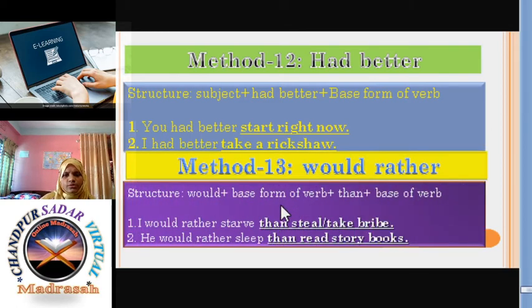Then method 13: would rather. Had better and would rather are somewhat similar, just somehow different. I would rather stop than take a bike. So what is the difference? Would rather, base form of verb, then here you have to use an extra word, that is than. He would rather sleep than read storybooks.